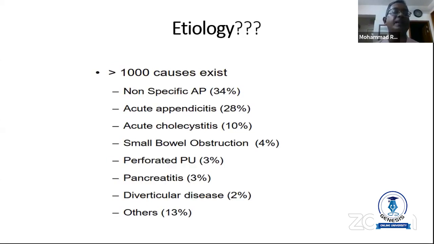Non-specific abdominal pain is 34%. Acute appendicitis accounts for 28% of abdominal pain. And 10% of pain is due to acute cholecystitis, small bowel obstruction 4%, perforation 3%, pancreatitis 3%, diverticular disease 2%, and many other causes 13%. So keep in mind that non-specific abdominal pain consists of 34% of abdominal pain.